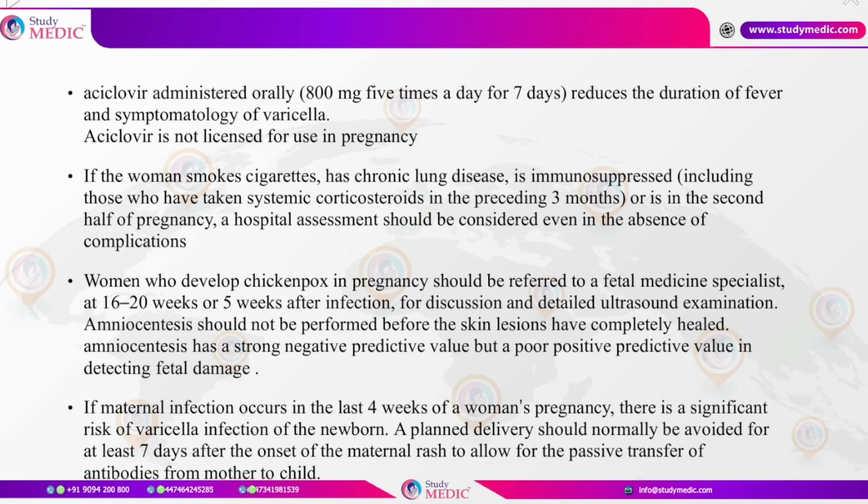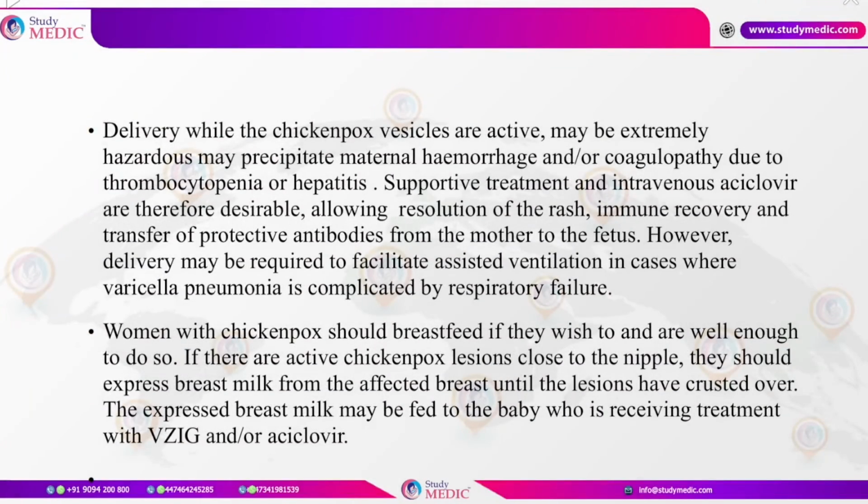If maternal infection occurs in the last 4 weeks of pregnancy and there is significant risk of varicella infection to the newborn, then planned delivery should normally be avoided for at least 7 days, because in those 7 days, the baby will get the antibodies from the mother, and that is the benefit for the child.